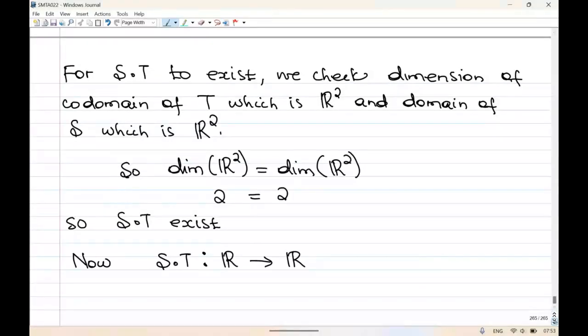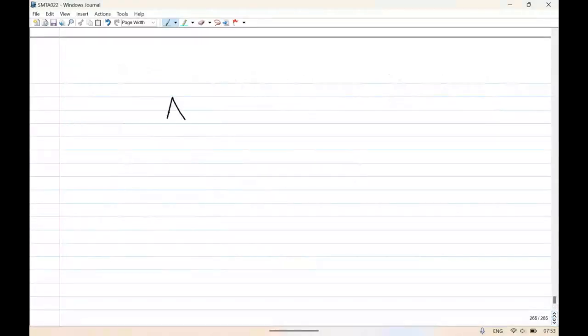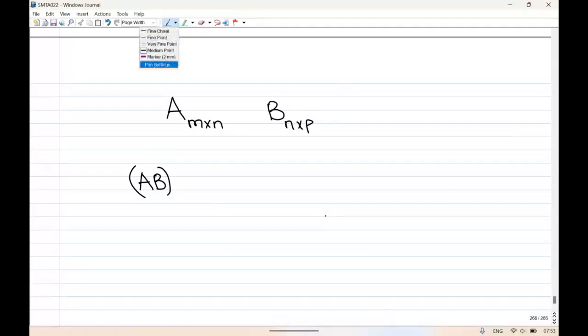Let's start. If I have a matrix A of n by n, and I have a matrix B of n by p, can we multiply? Can we get AB? Is it possible to get AB? Yes, since the number of columns of A is equal to the number of rows of B.